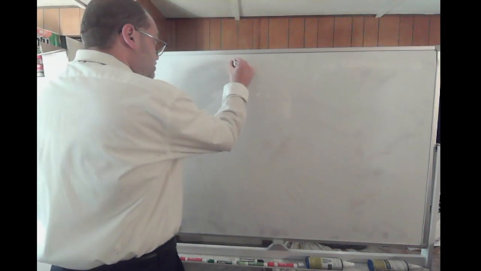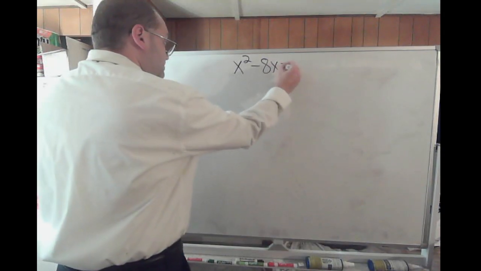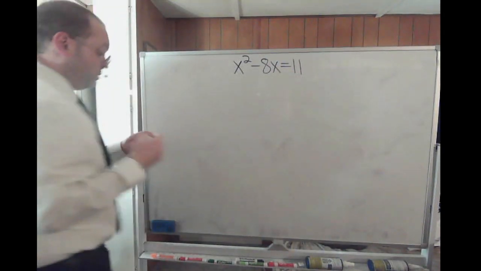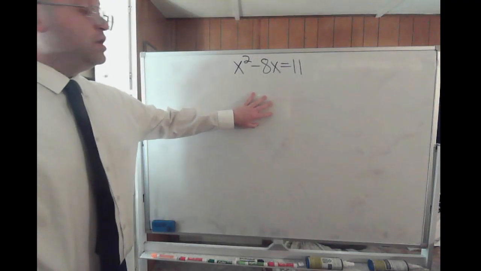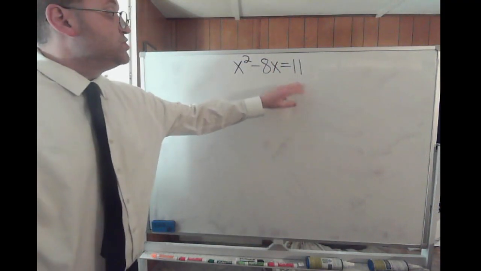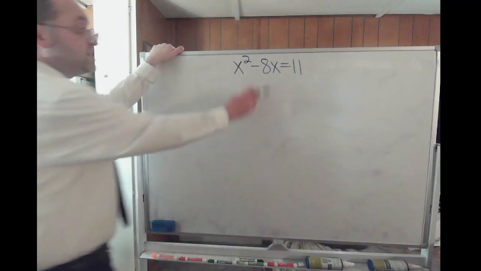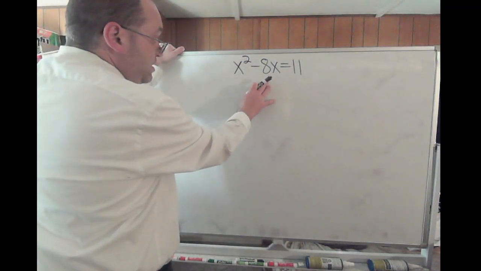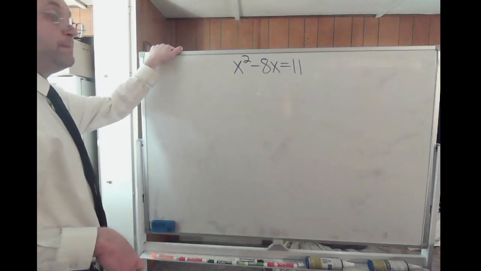Okay, next one. How about x squared minus 8x equals 11? So we have x squared minus 8x equals 11. Well, we could argue the right side's a perfect square. It always is. It would just be the square root of 11 squared, right? But the left side's definitely not a perfect square. So we can throw out the perfect square method. That goes out the window.